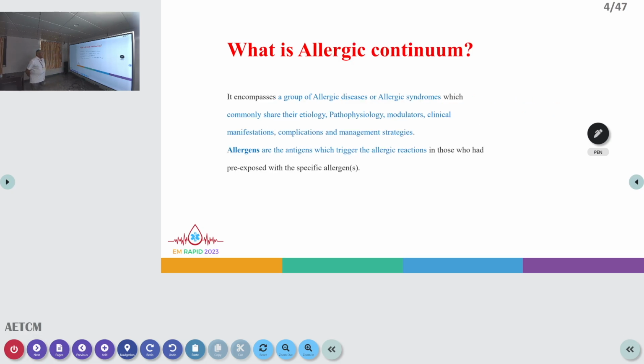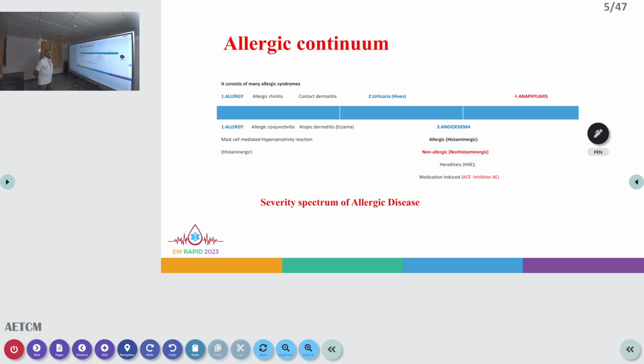So what is the allergic continuum? Before going to it, let us have a look at this allergic continuum picture. On the one end we have allergy, and the other extreme end is anaphylaxis. Allergy may manifest as simple things like allergic rhinitis, conjunctivitis or dermatitis, and the other extreme is life-threatening anaphylaxis, which if not treated immediately, the patient may lose his life. In between come urticaria and angioedema. All together they form the allergic continuum.